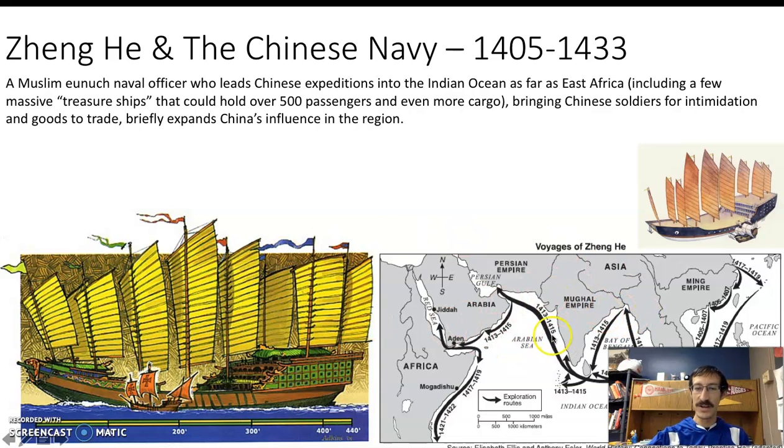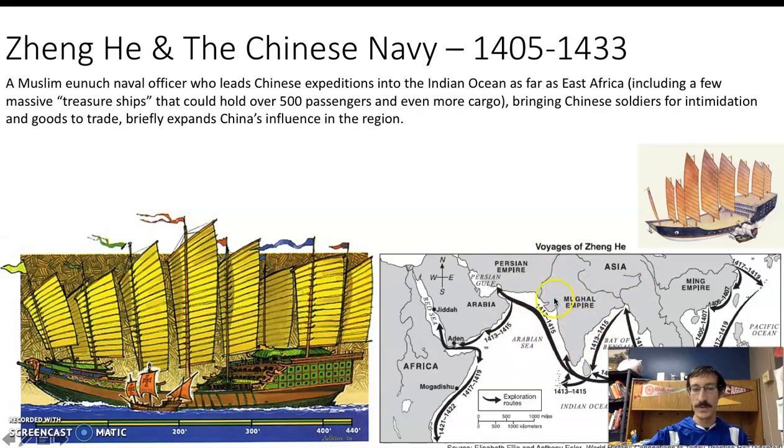Right, and he was a very strong Chinese naval official who led these massive Chinese expeditions into the Indian Ocean, all the way, as we can see here along the map, along the East African coastline. And alongside of it, he had these massive, what's known as treasure ships that could hold over 500. You can see here's the comparison to what are going to be the caravels and other types of European ships. Very, very tiny in comparison to these massive treasure ships that could hold over 500 people and even more cargo.